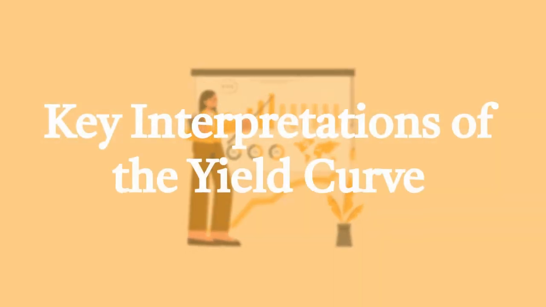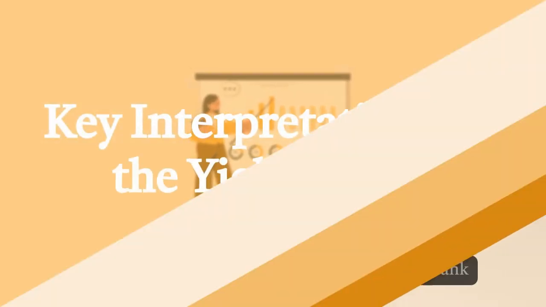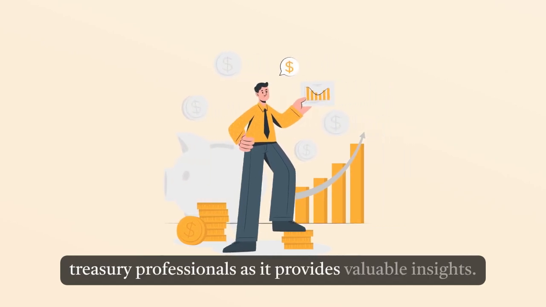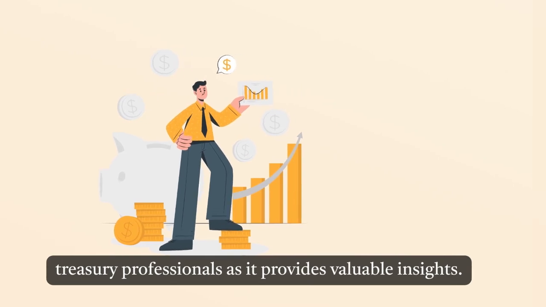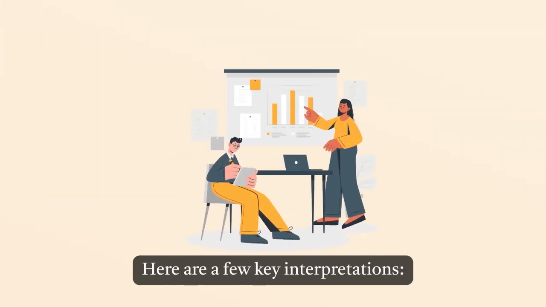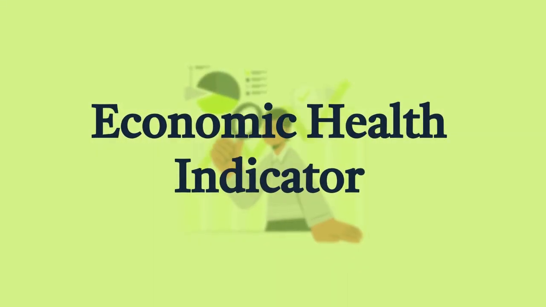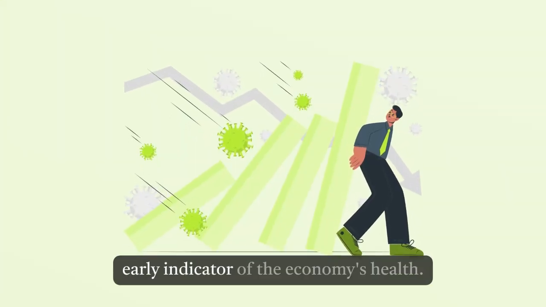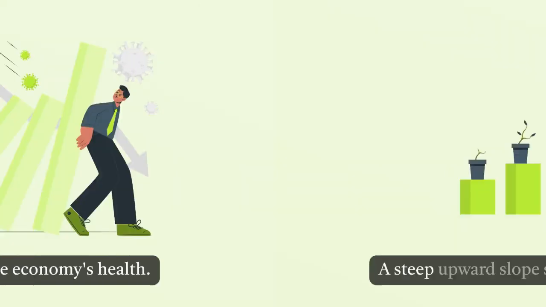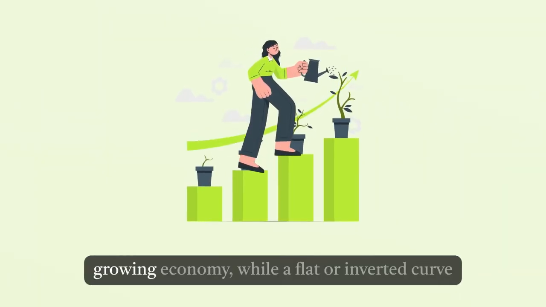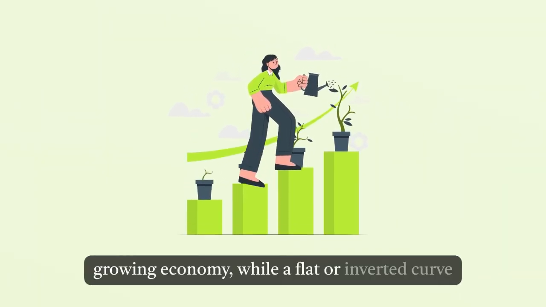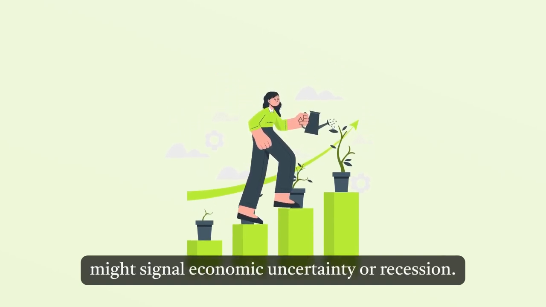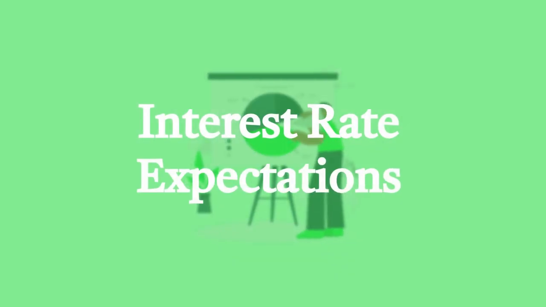Key interpretations of the yield curve. Understanding the yield curve is essential for bank treasury professionals, as it provides valuable insights. Here are a few key interpretations. Economic health indicator: the yield curve is often viewed as an early indicator of the economy's health. A steep upward slope suggests a healthy and growing economy, while a flat or inverted curve might signal economic uncertainty or recession.